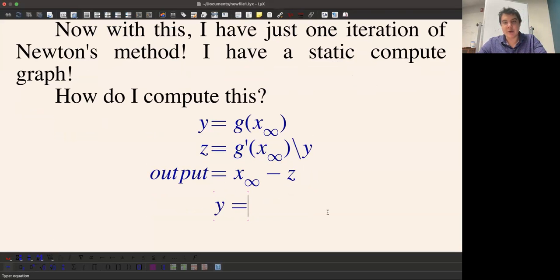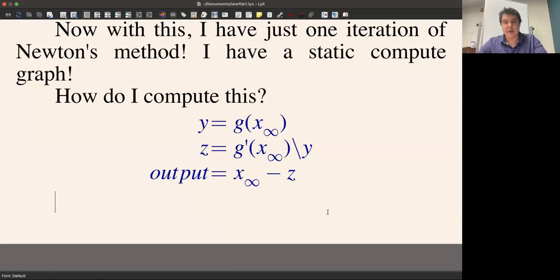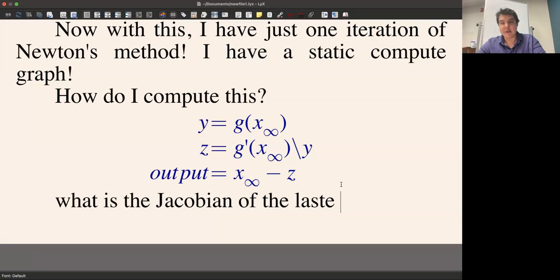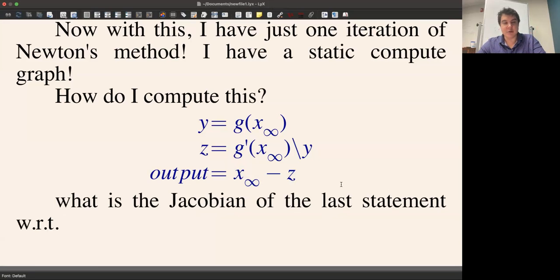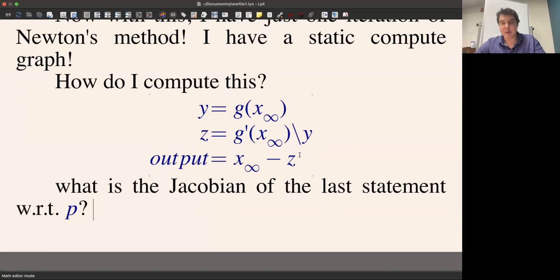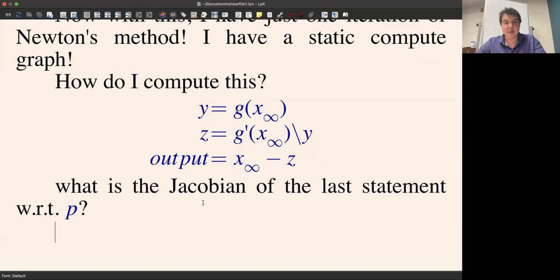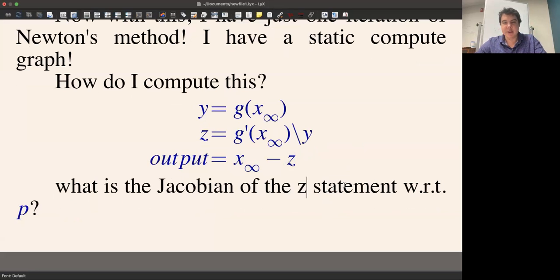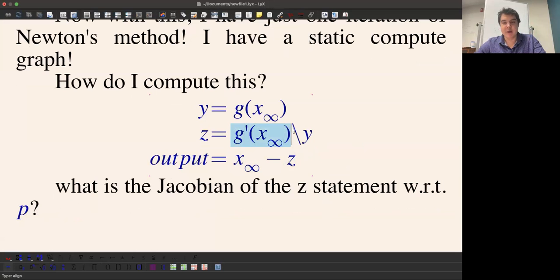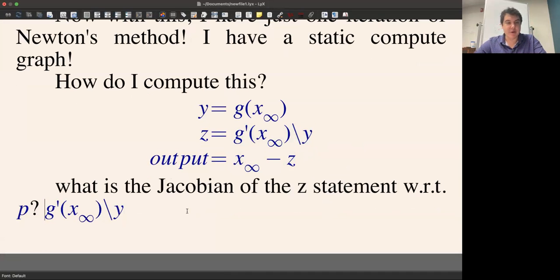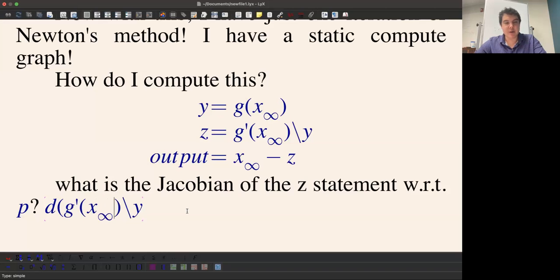All right, so you have y equals g of x. Okay, so you first compute all the objects going forwards, right? And then as you go backwards, what you would do is you say, what is the Jacobian of the last statement with respect to p? Well, p doesn't show up in this equation at all, so it's 0, right? What's the Jacobian of the z statement with respect to p? Well, it would be the derivative of this with respect to p.